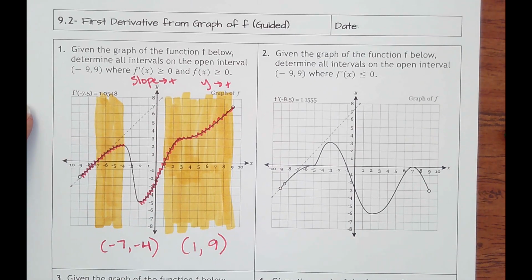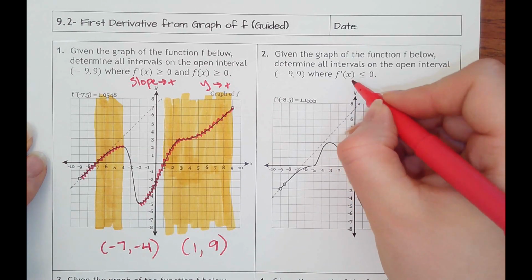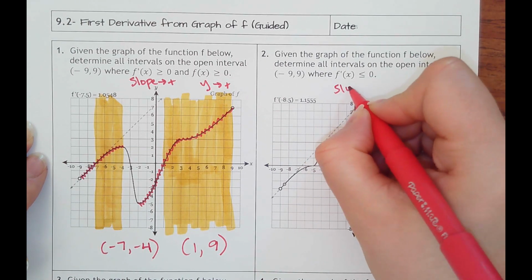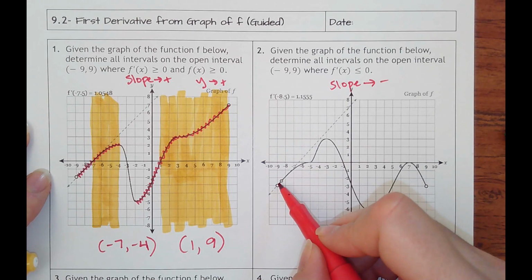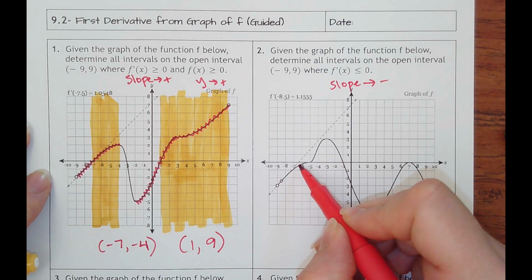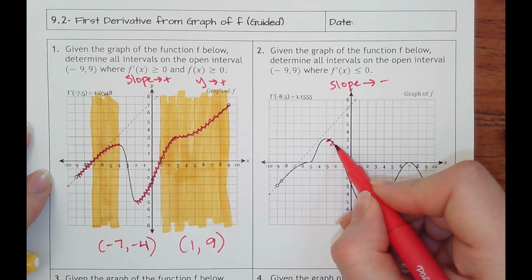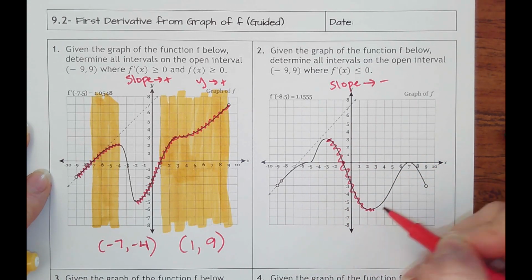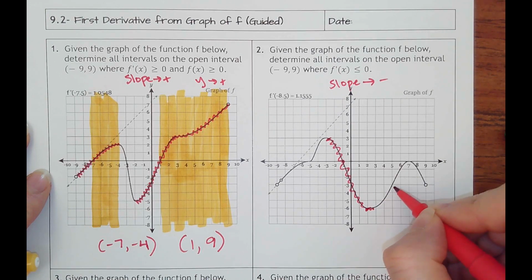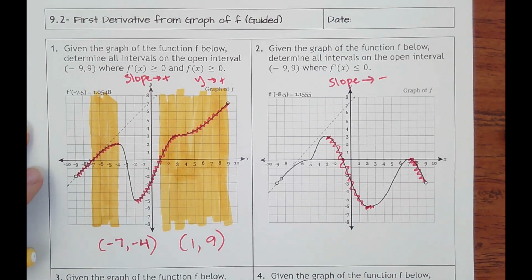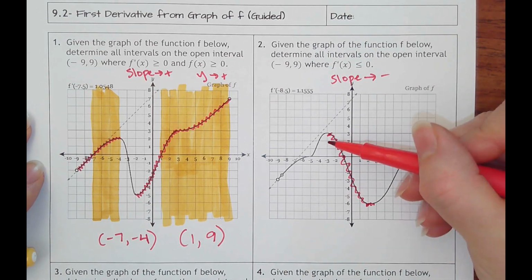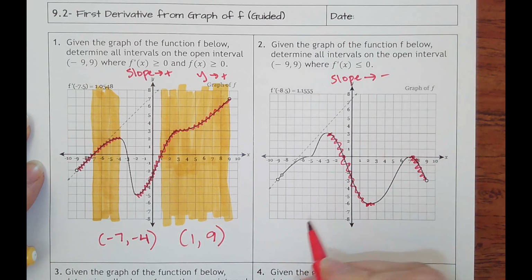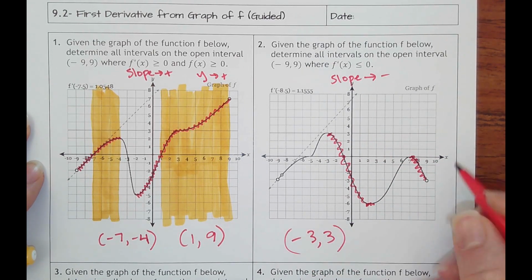Number 2, given the graph of the function f below, determine all intervals on the open interval where f prime of x is just less than or equal to 0. So where is the slope negative? So here I'm going up. So these would all have positive slopes. I'm decreasing until I get to this minimum back here. I'm increasing, and then I would decrease. And that's all it wanted. It didn't want where f or the y's were positive or negative. So I would put from -3 to 3 and from 7 to 9.